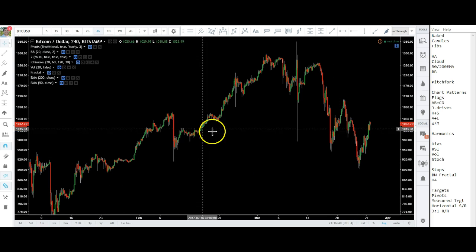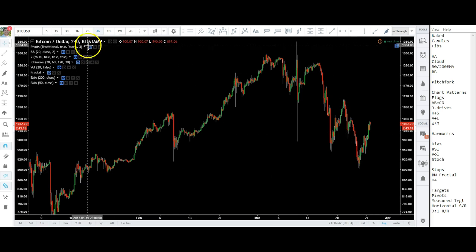Day 4 or 5, whatever this is. If you've never seen this before, it's a 4-hour follow through. I only look at the 4-hour on Bitstamp, Bitcoin USD. This is my trading checklist. This is what I'm looking at.